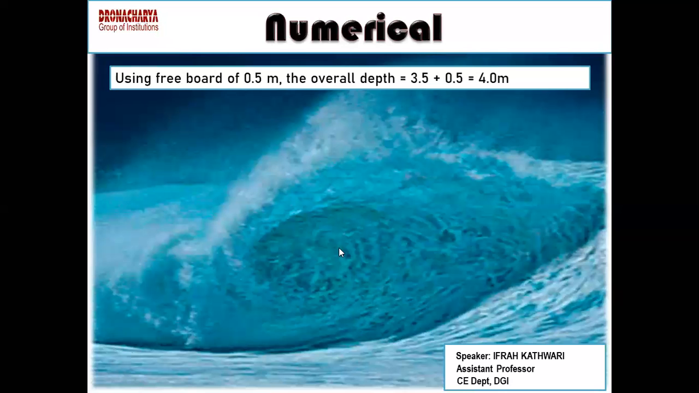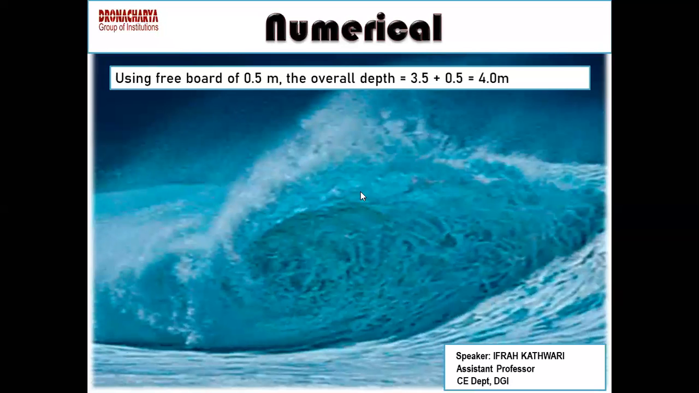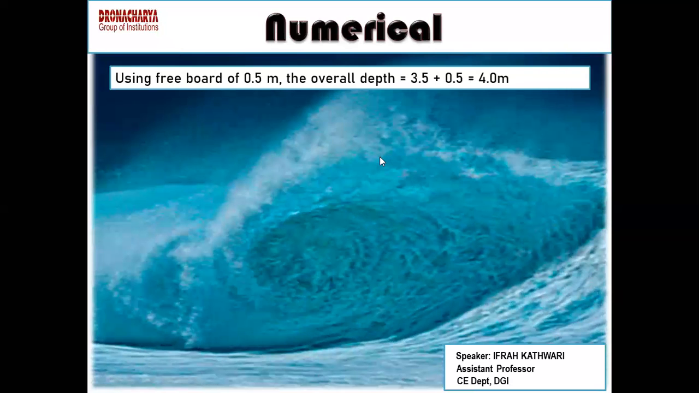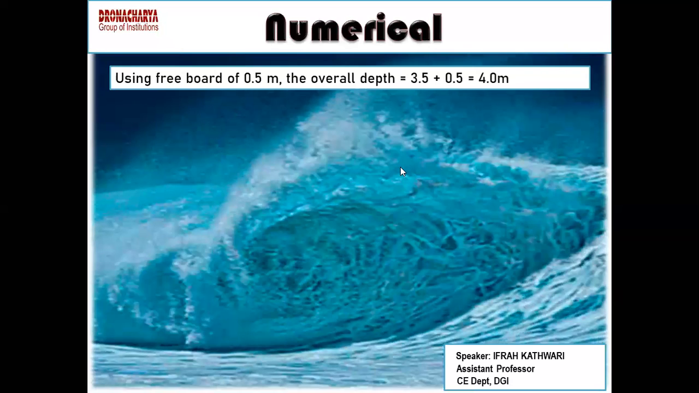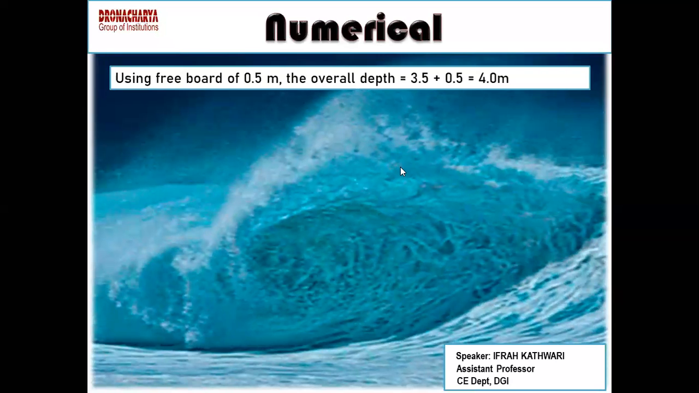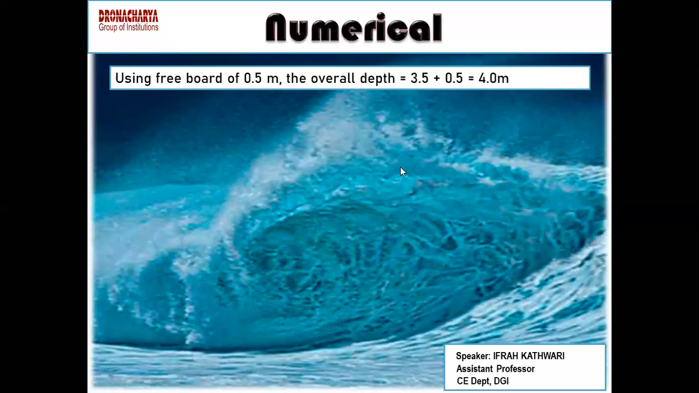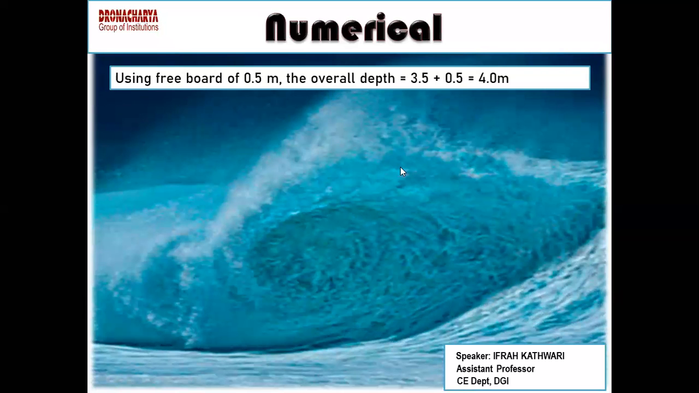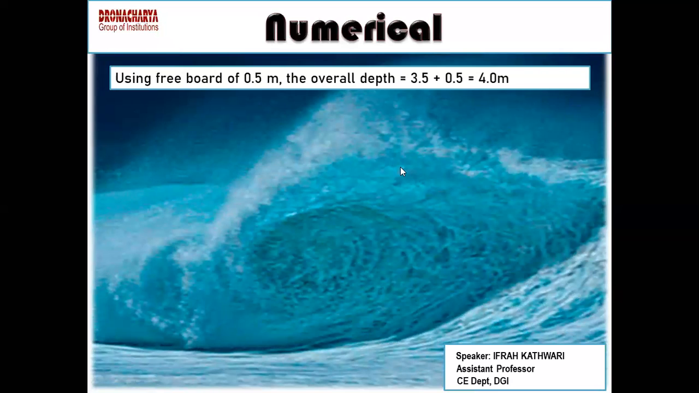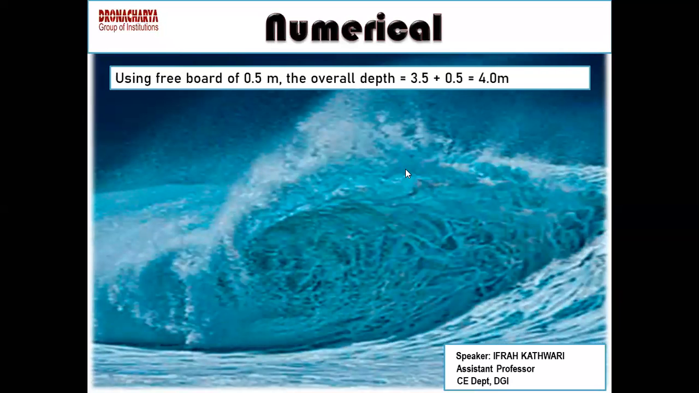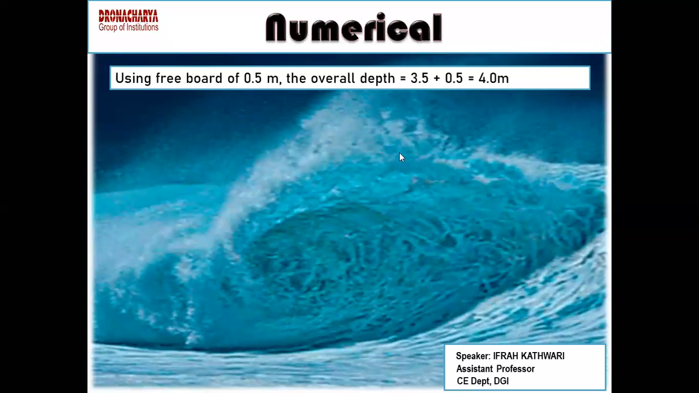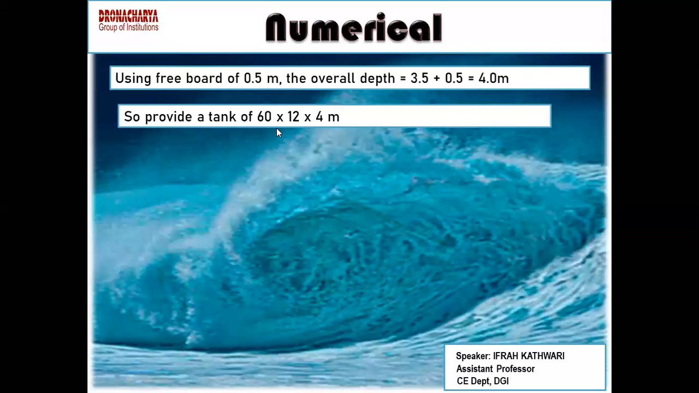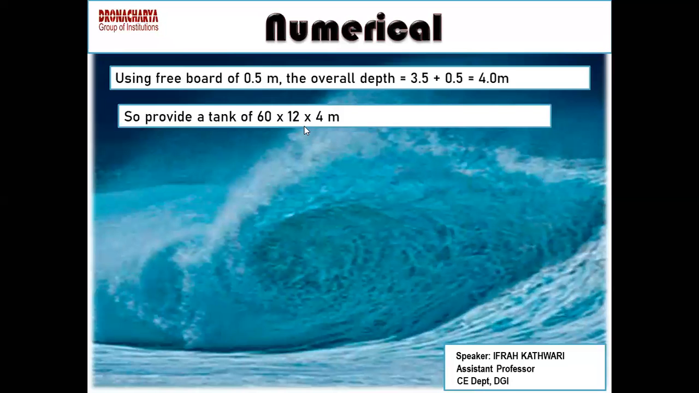So we take a freeboard of 0.5 meter for the overall depth. Actually, the overall depth of the tank can include the depth of sludge also, that sludge part also. So we always take this factor as 0.5. So the depth of tank will be 3.5 plus 0.5. 3.5 was already given. If we add this up, it will come up to be 4 meters. So we can provide a tank of 60 into 12 into 4 meter.